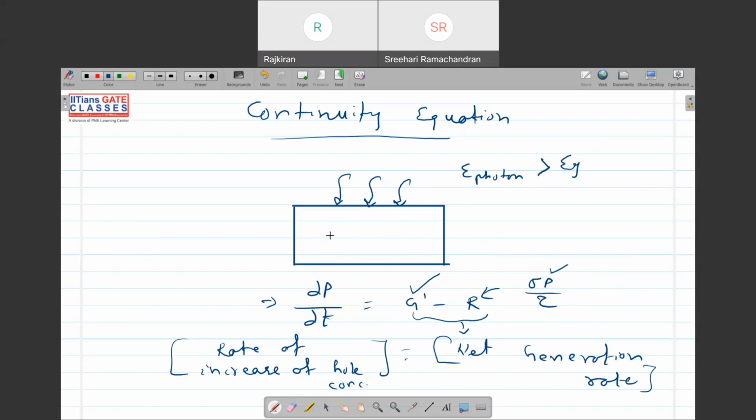So what I'm telling, suppose the generation is not uniform. So there will be non-uniform generation. What will happen? Suppose in this region the generation is more, in this region the generation is less. Here more, here less. So definitely they will try to diffuse from higher to lower. Here the carriers are generated more, here it is less. So definitely they will try to move from higher generation rate to lower concentration.